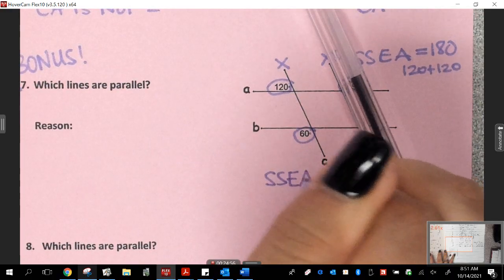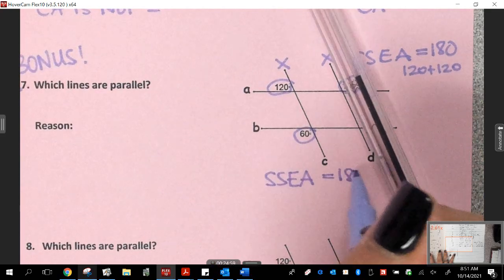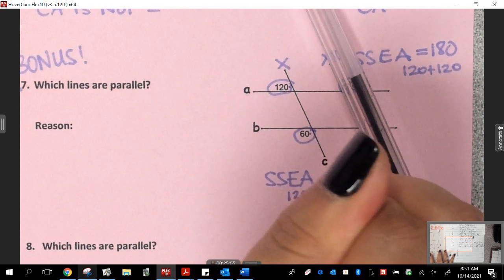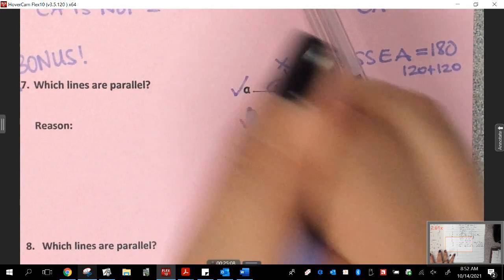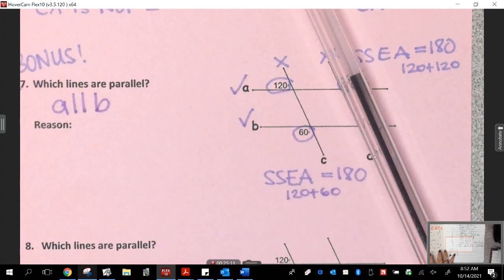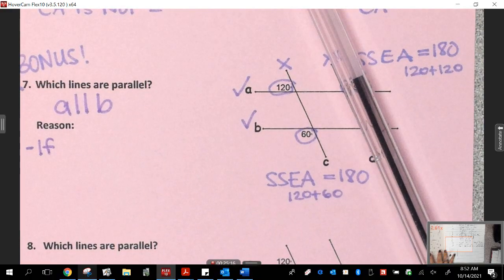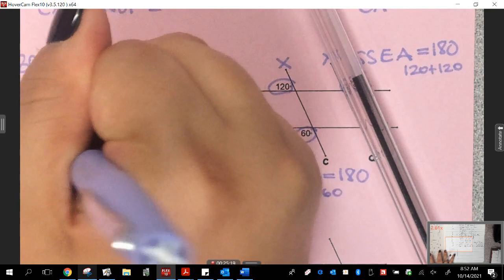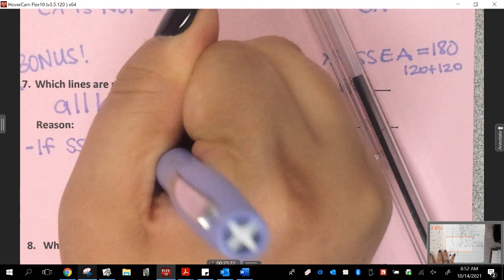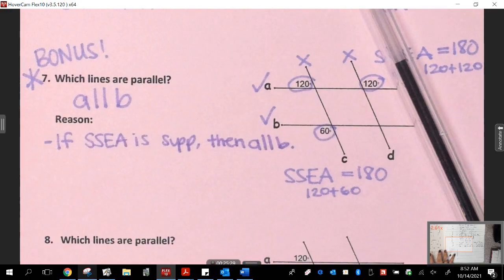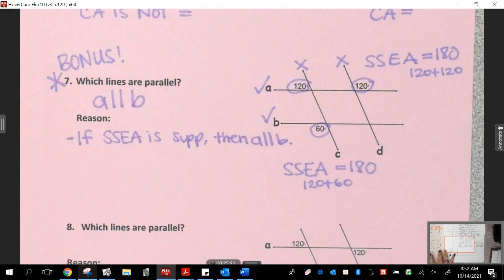SSEA. Do they equal 180? What is 120 plus 60? So A is parallel to B. Why? Yep. Write that down, please. Write that down, please. Brian, write it down.